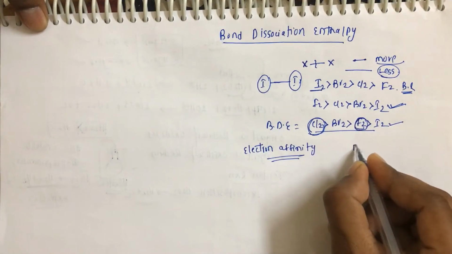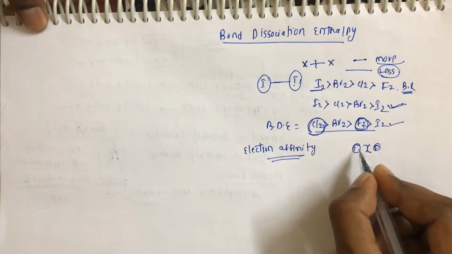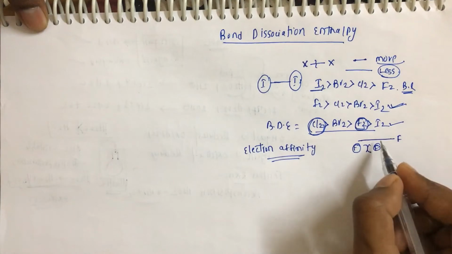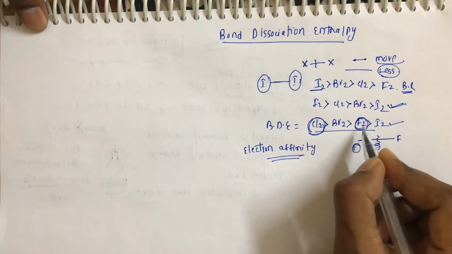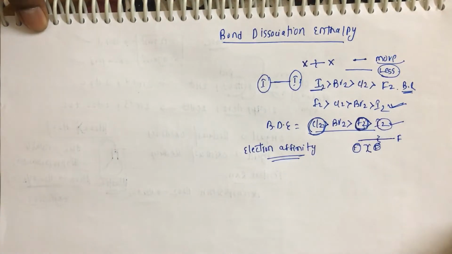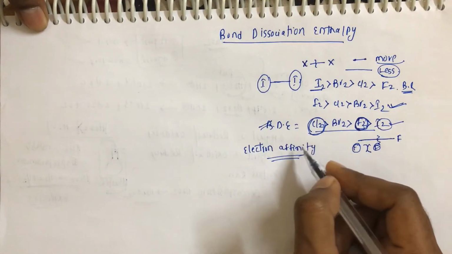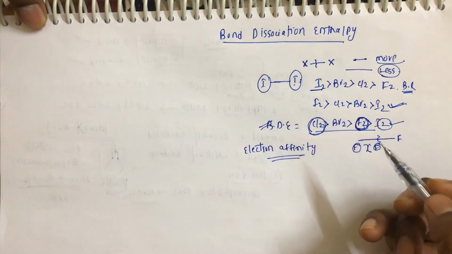Then coming to F2, what is happening? Since it is small in size, there are repulsions. Because of that, the bond length increases. When the bond length increases, automatically this bond becomes weaker. That's why fluorine comes here, and iodine is the least because it is bigger in size. So this is the correct order. Cl2 has a higher bond dissociation enthalpy because of the higher electron affinity.